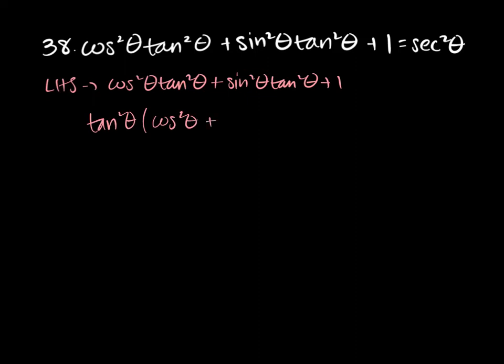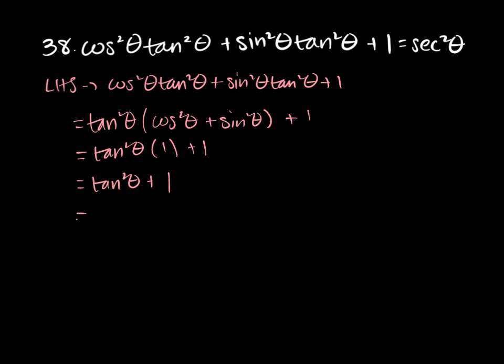Okay, so we're left with cosine squared theta plus sine squared theta plus 1. This is important. Cosine squared theta plus sine squared theta is equal to 1 by the Pythagorean identity. So I actually end up with tangent squared theta times 1 plus 1. So that was much easier. The factoring way was much easier than switching everything to cosines and sines and ending with a whole bunch of fractions. So then I end up with tangent squared theta plus 1, which is a Pythagorean identity, and it is equal to secant squared theta, which is my right-hand side. So I'm done. Okay?